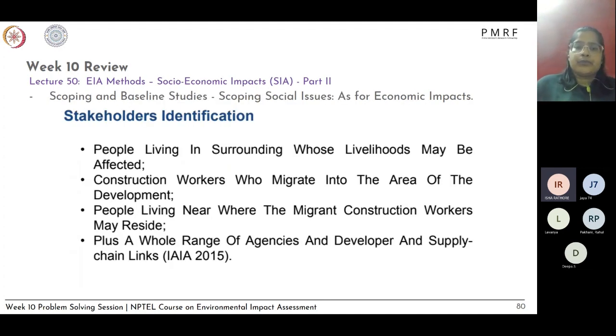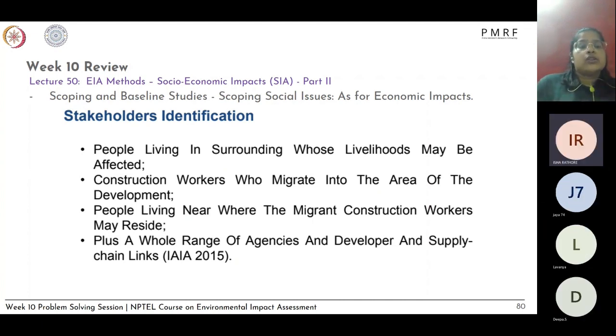And then we looked at the stakeholder identification in terms of economic impact. So you need to look at people who are living in the surrounding areas whose livelihood may be affected because of the new project coming up. You need to look at construction workers who will migrate into this area during the development or construction phase. The people who are living near where the migrant construction workers will reside, you need to look at their sentiments as well, plus a whole range of agencies and developer and supply chain links. So you need to consider all of these people in your calculations.